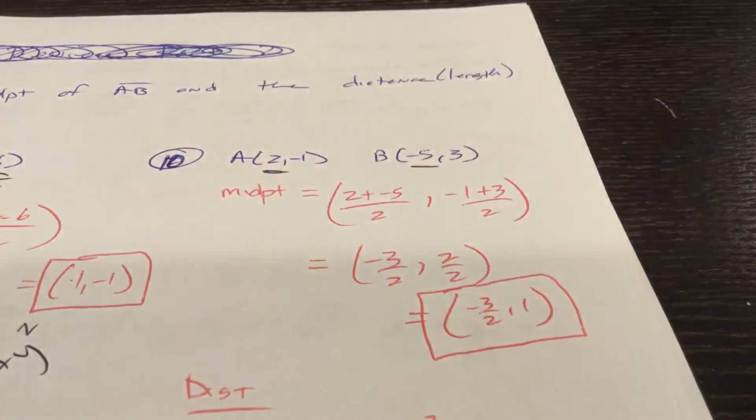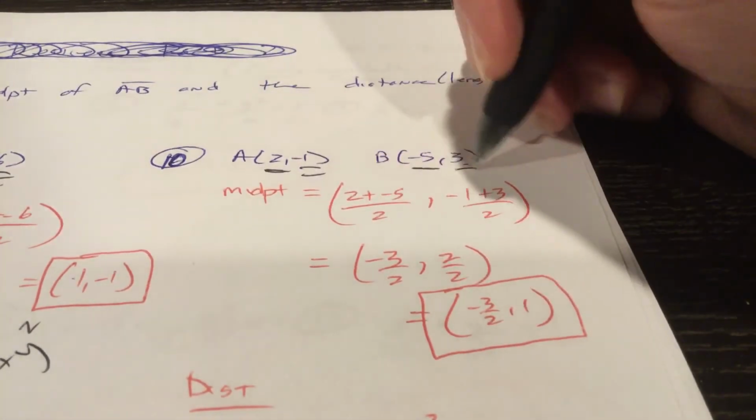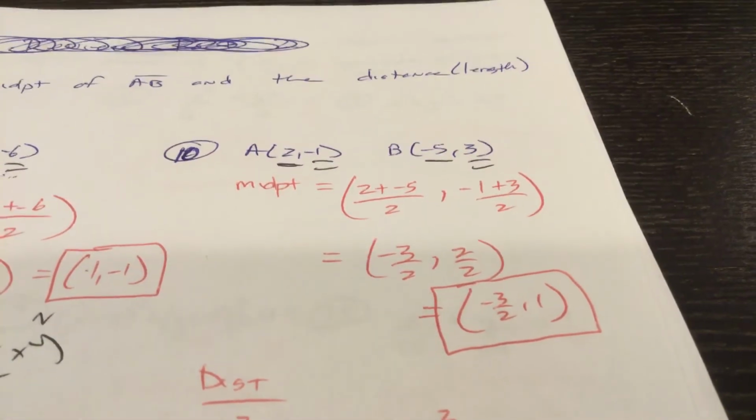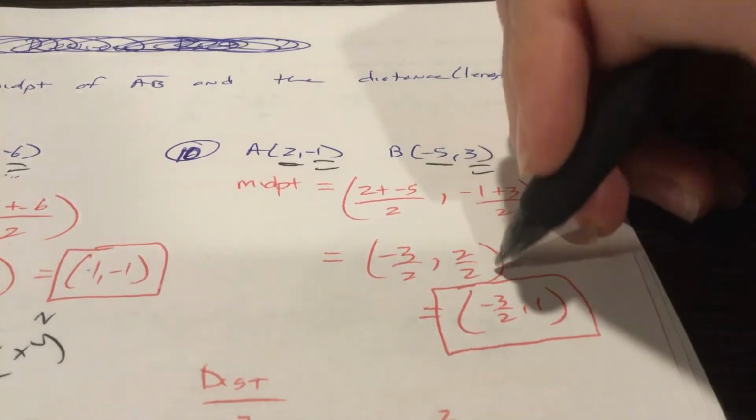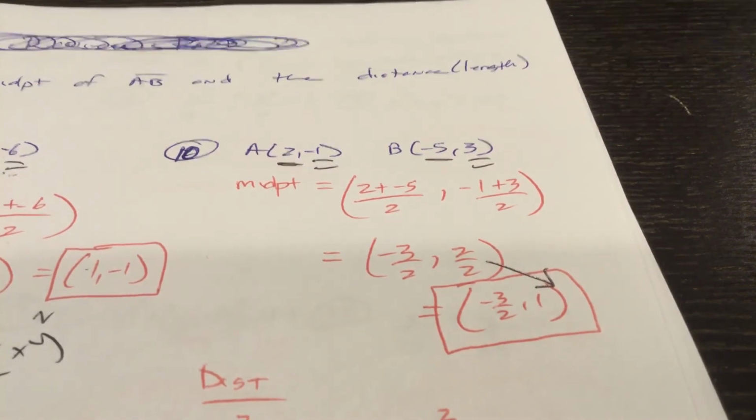Midpoint, 2 plus -5 divided by 2. Y coordinate, -1 plus 3 divided by 2. It's -3 over 2, comma 2 over 2. You can simplify 2 over 2. It's 1. Leave it as -3 over 2. No decimals here.